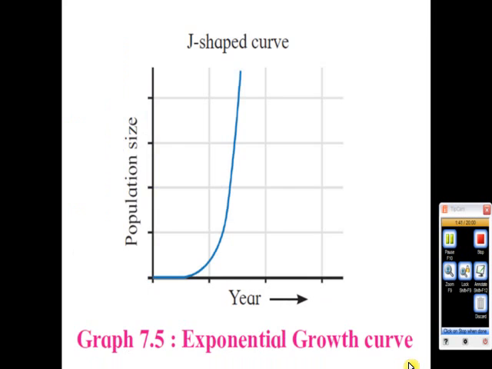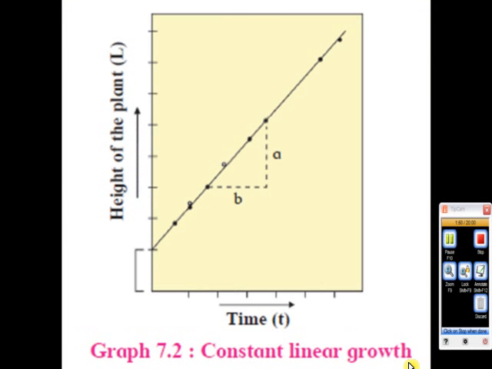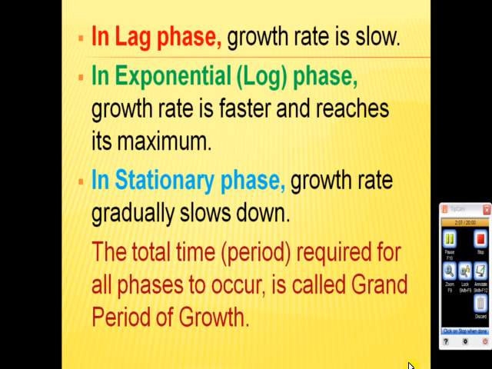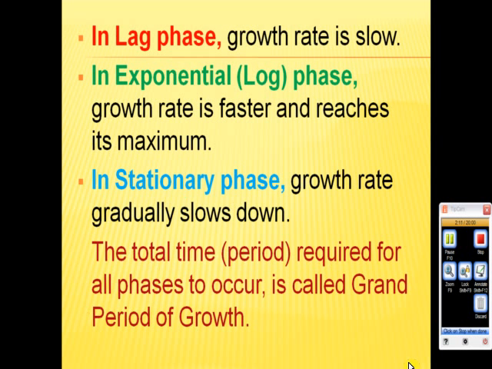The first one is known as the lag phase, the second is the exponential phase, and the third is the stationary phase. Before that we will study constant linear growth, which looks like a straight line in the PPT. The second one is the exponential growth curve, which shows a J shaped curve, and the third is sigmoidal growth, an S shaped curve.